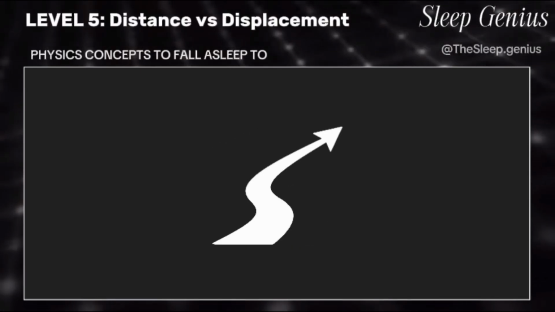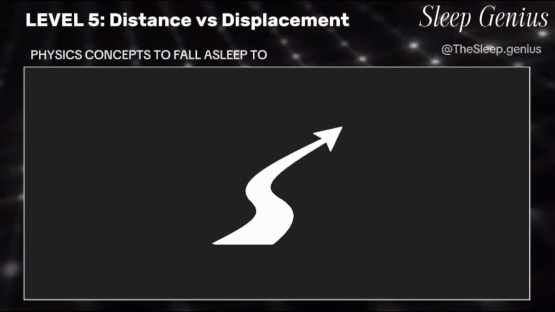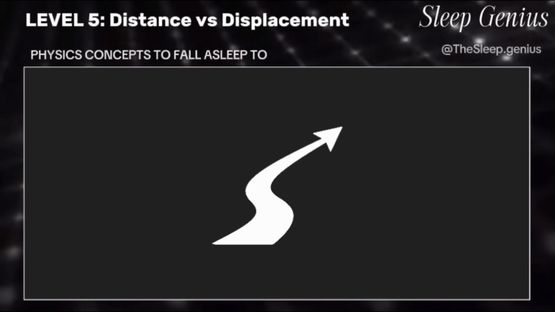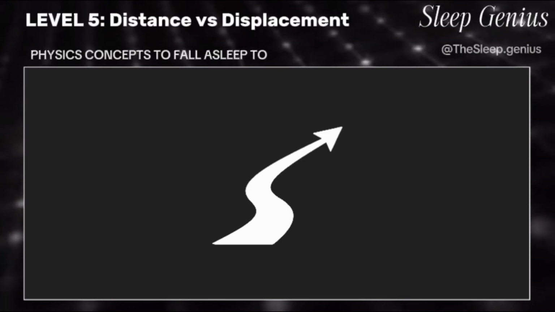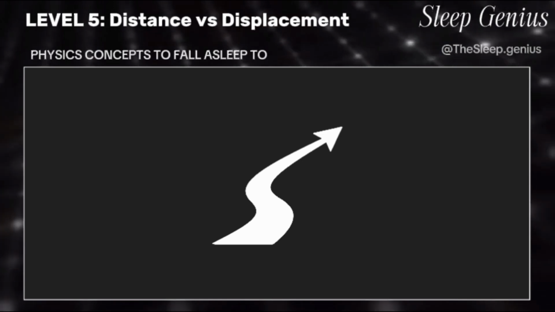Distance is the total path traveled by an object regardless of direction. Displacement is the straight line from the starting point to the ending point, with a specific direction. Distance follows the principle of scalar measurement. Displacement follows the vector principle, having both magnitude and direction.